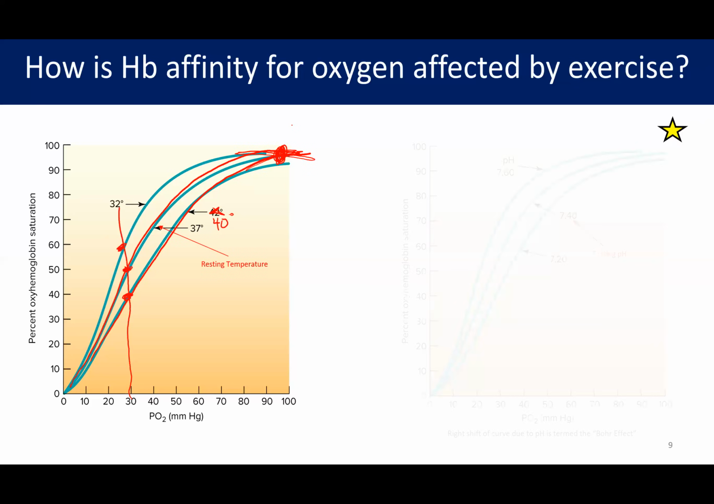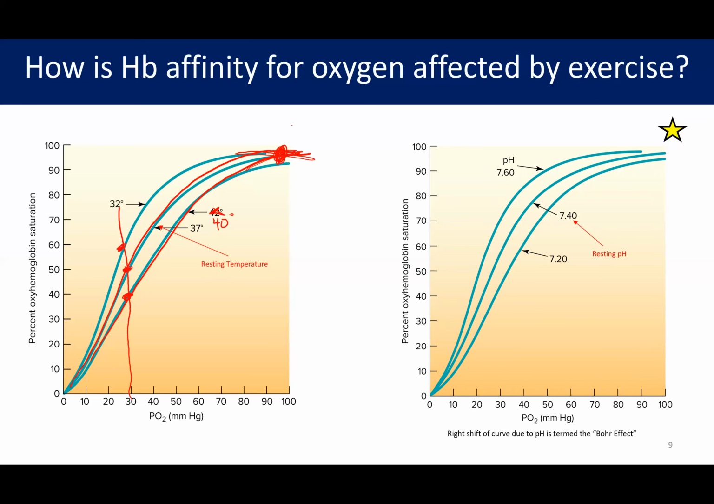Now, we have a very similar setup with pH. When you exercise, you get more acidic and the pH goes down. So at rest, you have a pH of about 7.4 in the muscle, and the blood is usually about 7.4. Now, when you exercise, you can see the pH in the blood drop down to 7.2, meaning it's more acidic. And we see the same thing happen. We get a shift to the right.